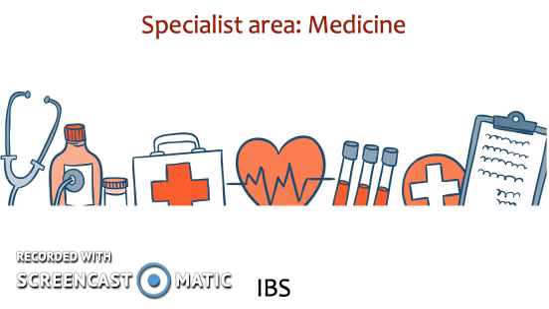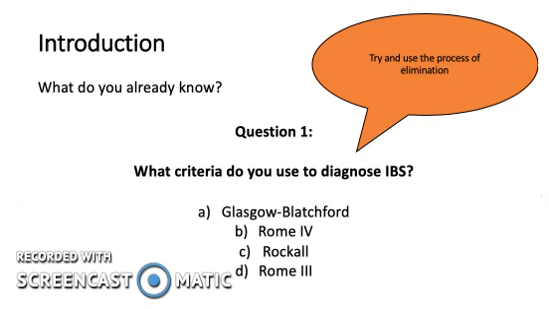First off, we'll start with a few questions. Question 1. What criteria do you use to diagnose IBS? If you get stuck, try and use the process of elimination. The answer is B, Rome 4 score. We will talk about this later and how it comes into play with IBS.